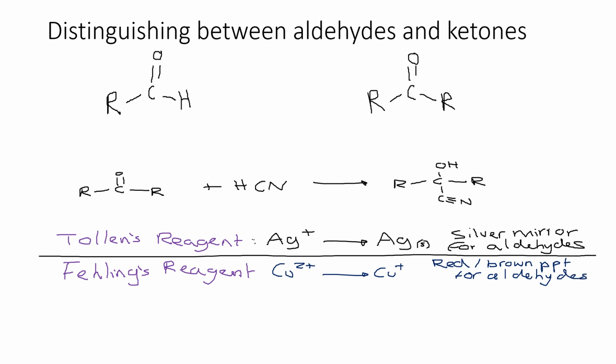So if you're asked to distinguish between aldehydes and ketones, use either Tollen's or Fehling's reagent. Tollen's will give you the silver mirror for an aldehyde, not for the ketone, whereas Fehling's reagent will give you this red-brown precipitate for aldehydes and nothing for the ketones.